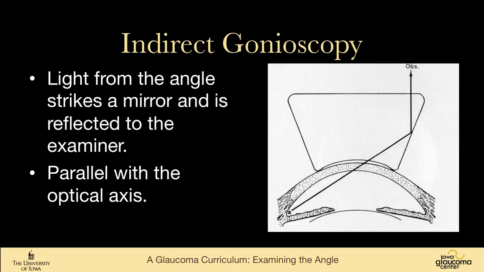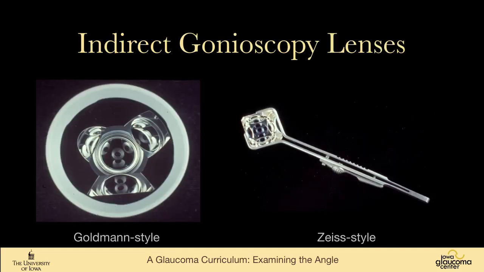In the clinic, we do indirect gonioscopy, where the light from the angle strikes a mirror and is reflected to the examiner, that is now parallel with the optical axis, as you can see in the sketch. There are 2 main styles of lenses, and we'll talk about both. One is the Goldmann 3-mirror style lens, although many of them have different numbers of mirrors, and the other is a Zeiss style lens, which is a 4-mirror lens. And the thing that differentiates these primarily is the size of the area of contact and whether or not one needs to use a coupling solution to hold the lens against the eye.